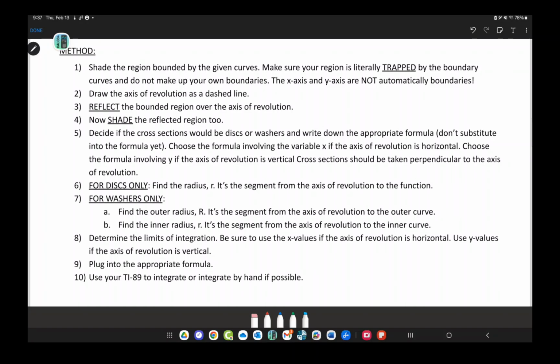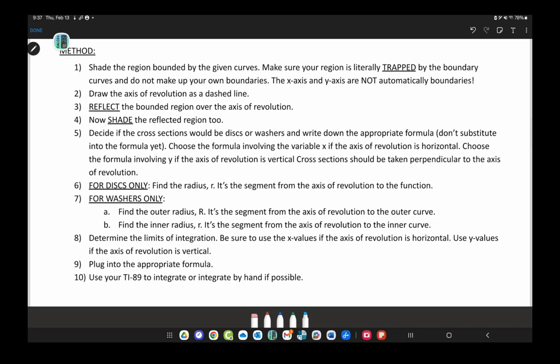Decide whether the cross-sections would be discs or washers. Write down the appropriate formula. Don't substitute into the formula yet. Choose a formula involving the variable x if the axis of revolution is horizontal, or choose a variable y if the revolution is vertical or cross-sections should be taken perpendicular to the axis of revolution. For discs only, find the radius.